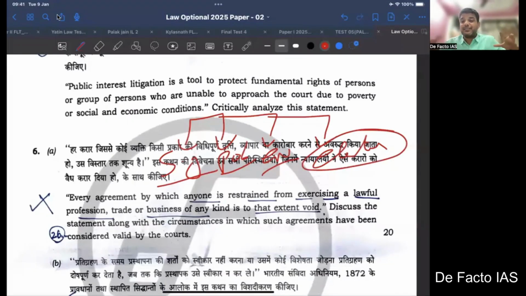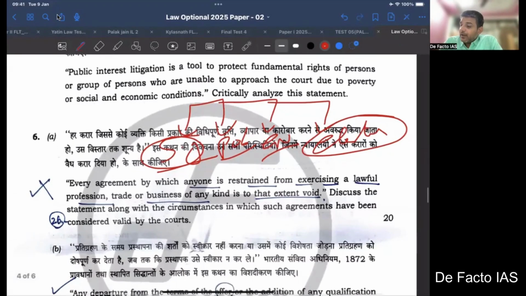PIL is a tool which brings people and court together, right? The cases related to social justice. So this is such a typical question, and if PIL has changed the environmental jurisprudence landscape in India, right? The cases related to environmental jurisprudence. This is the second question that I gave. The law optional test series also has given this question. The PIL brings judges, courts and society closer together, right? So again, social justice cases have to be put up. So again, very typical.